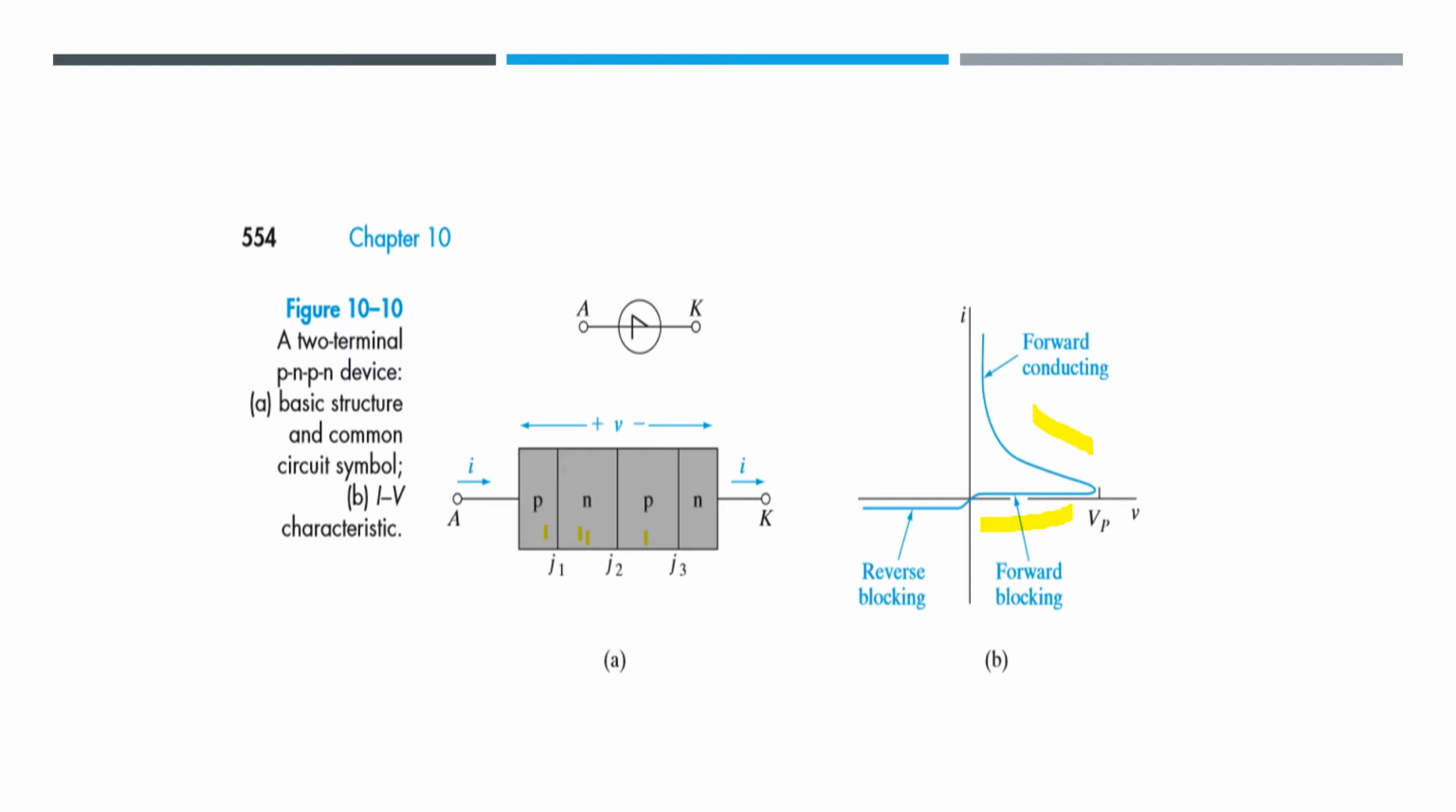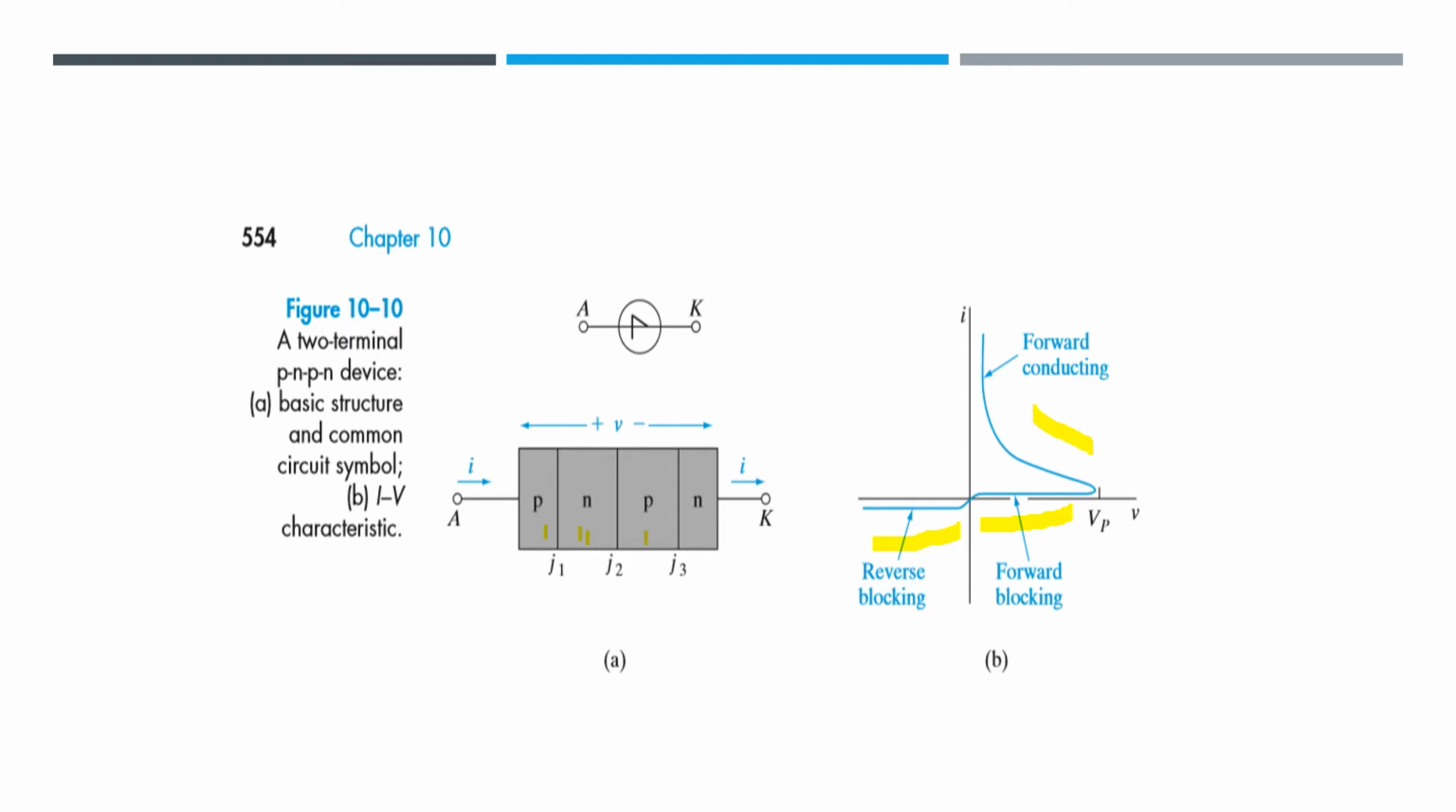But before discussing it in detail, you can see that on the other side of your curve, there is a region called the reverse blocking state. In this reverse blocking state, when your applied voltage is negative, J1 and J3 are reverse biased and J2 is forward biased, opposite to the initial stage when the voltage was positive.